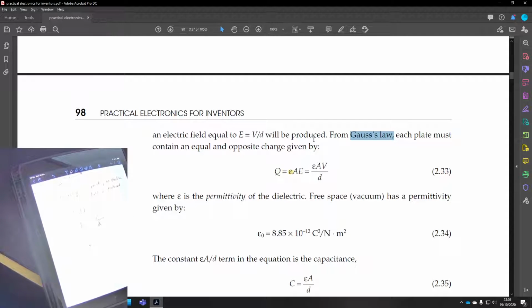So each plate must contain an equal and opposite charge. Yes, of course. Yeah, that's true. So Q, charge, is equal to the permittivity of the dielectric, of the insulator, times the area of the plates, multiplied by the electric field produced, and this equals the charge on each plate.